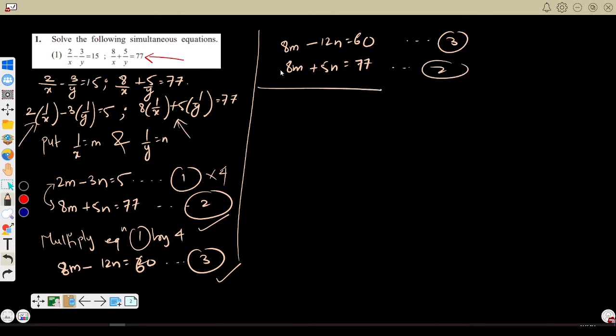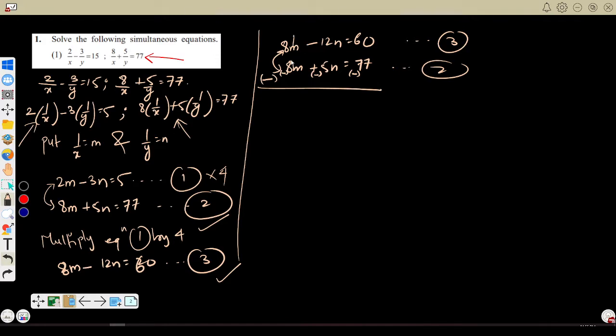Now if you observe the coefficients of variable m, in both cases it is the same. So I will subtract the equations. So what happens when we subtract? We change the sign. Plus 8m will be minus 8m, plus 5n will be minus 5n, and plus 77 will act as minus 77.